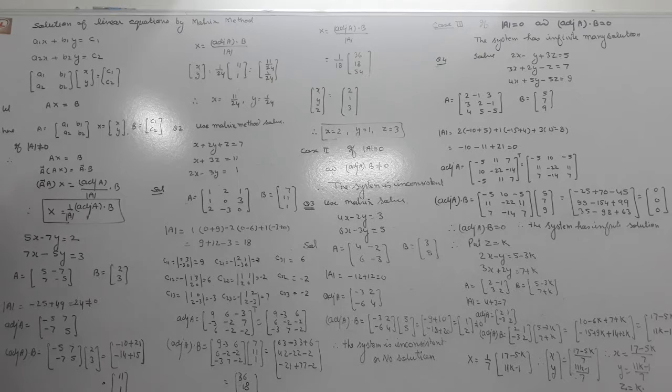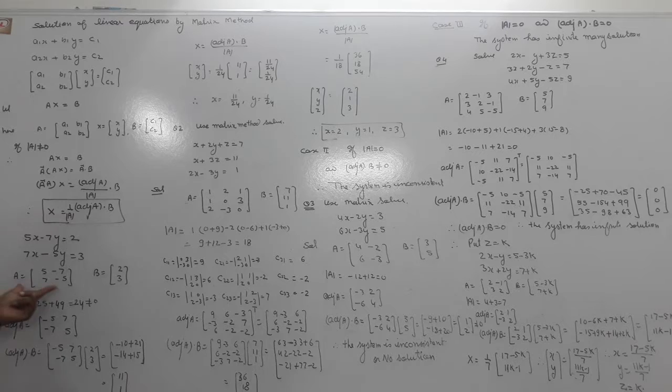For example, solve the following system of equations by using the matrix method. The equations are 5x minus 7y equals 2, 7x minus 5y equals 3. A is the matrix of coefficients, 5 minus 7, 7 minus 5, and B is the column matrix of constants. So first we find the determinant of A: 5 into minus 5 is minus 25, 7 into minus 7 is minus 49, and the minus sign is already there, so 24, which is not equal to 0. Therefore the determinant of A is not equal to 0, and the system is consistent with a unique solution.